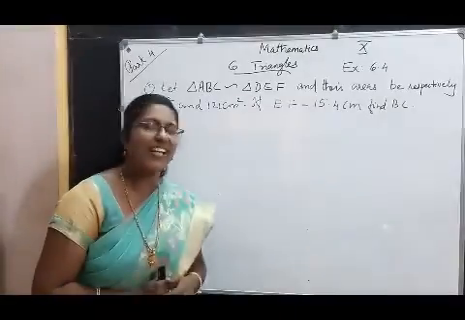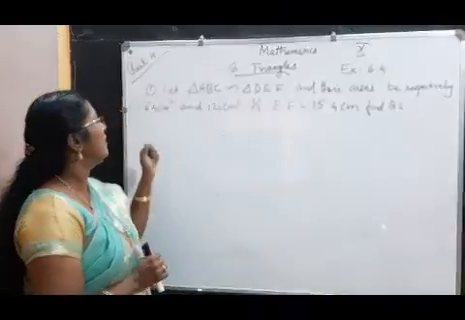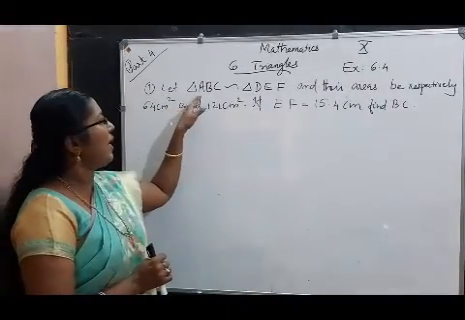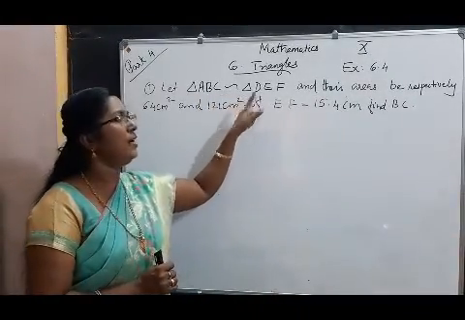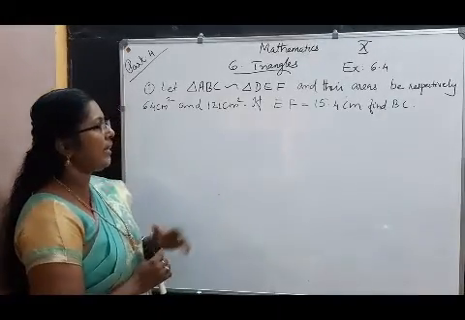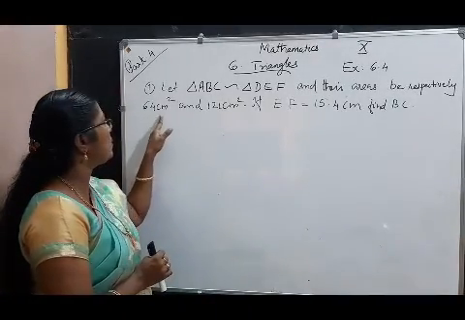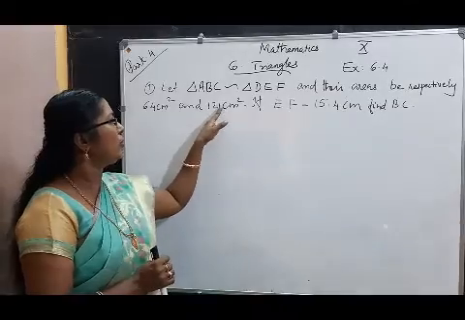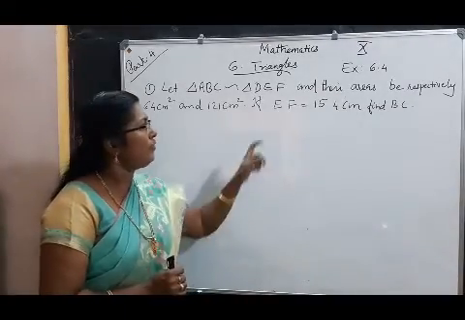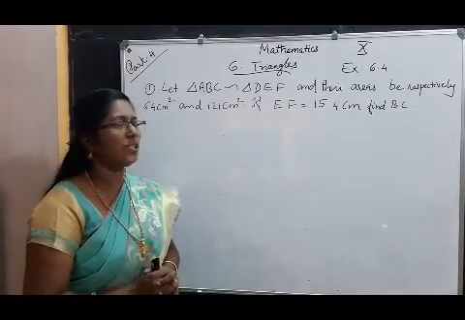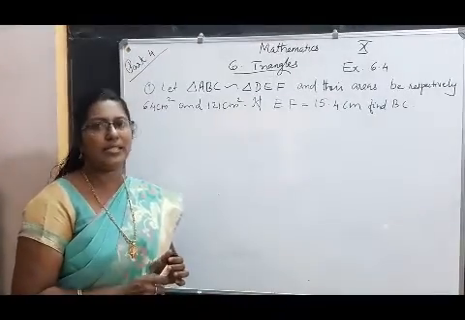Let us start exercise 6.4. First question. Let triangle ABC be similar to triangle DEF and their areas be respectively 64 cm square and 121 cm square. If EF equal 15.4 cm, find BC.